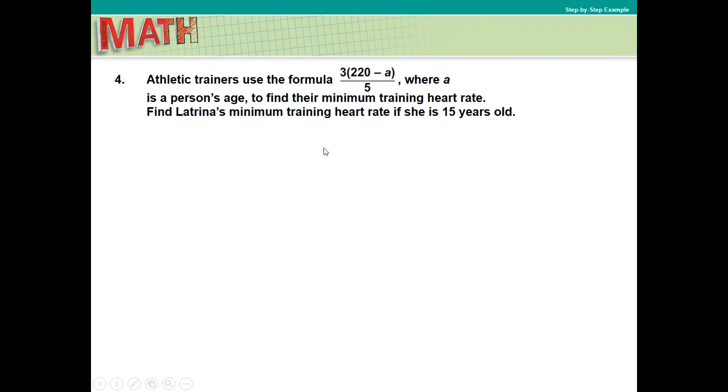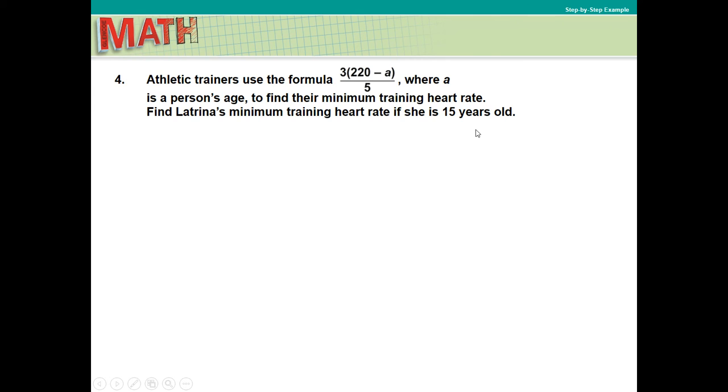Then you've got words. We're going to find a variable and we're going to solve. Athletic trainers use the formula 3 times 220 minus A over 5, where A is a person's age. That's where they define it. They're going to tell you what A is. So it's going to define a variable for us, where A is a person's age, to find their minimum heart rate. Find Latrina's minimum training rate if she is 15 years old.